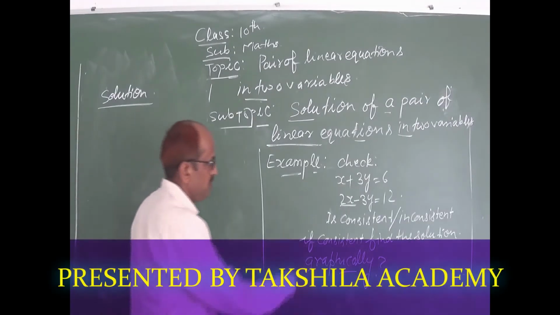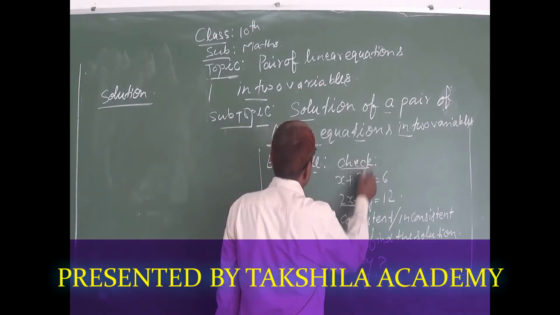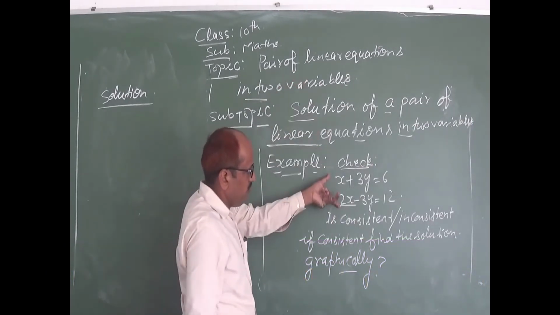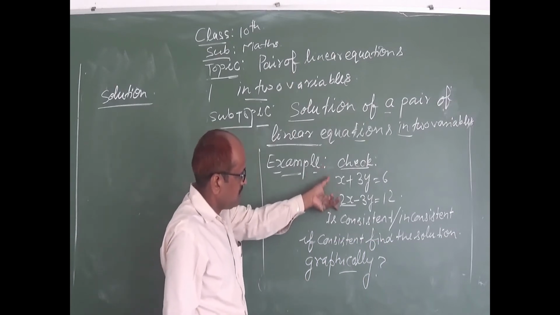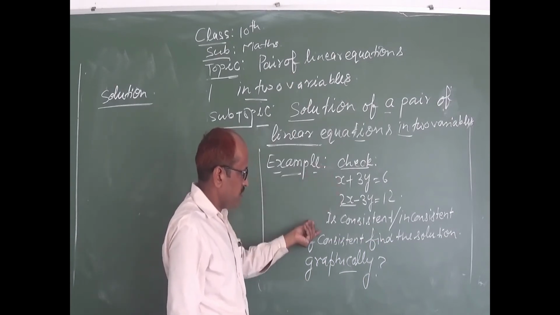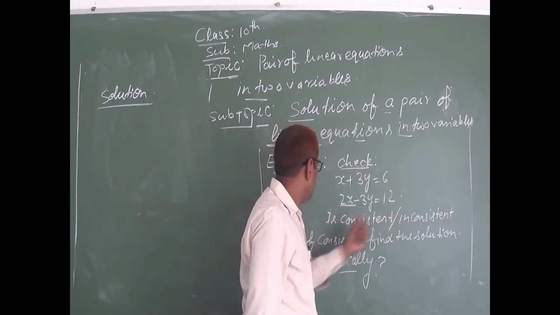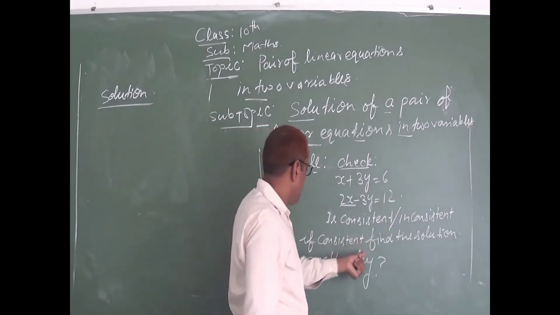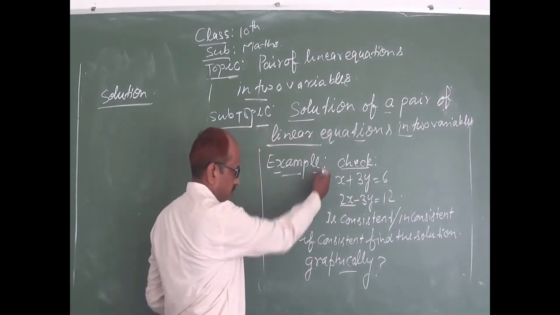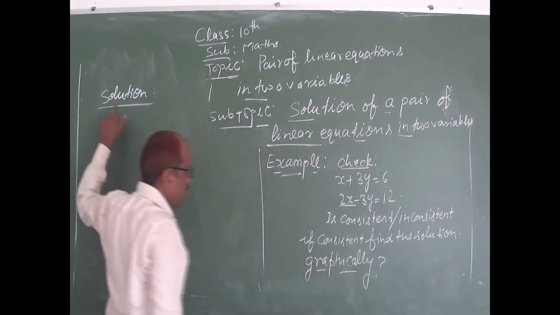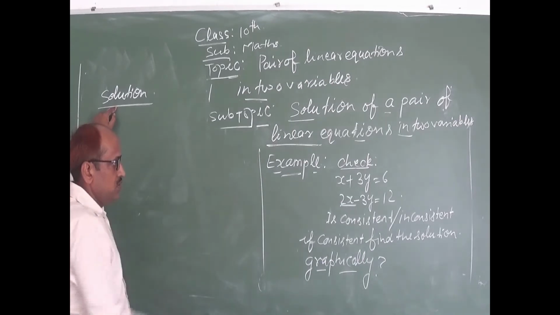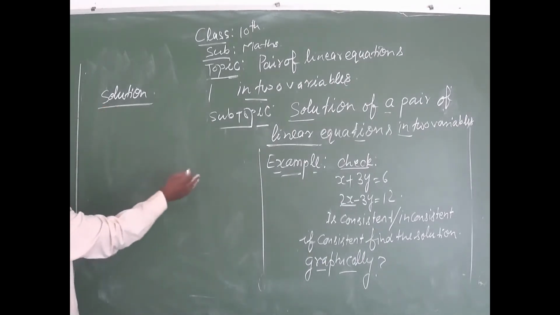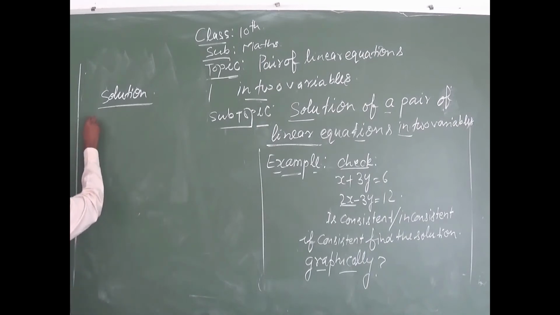Okay, so students, here I am going to discuss an example. In this example, we have to first check whether the given pair of linear equations is consistent or inconsistent. If consistent, then we have to find the solution of this pair of linear equations properly. So here I am going to discuss the solution of this one. We have this pair of linear equations.